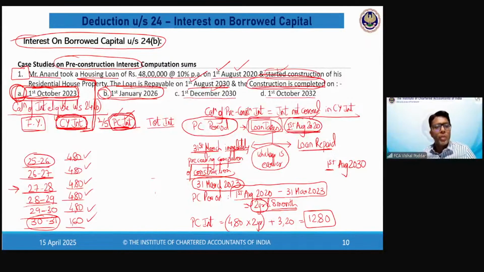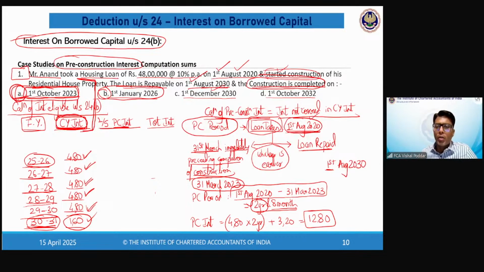Correct. Now again, I first do calculation of current year. How much will be my current year interest? That is interest of that year. So for 25-26, it is 480, again 480, again 480, again 480, 480. And for 30-31, it is 160. Because in that year, the loan is repaid on 1st August. So I'm paying only 4 months interest. So now my current year interest is like this: 480, 480, 480, 480, 480, and 160.